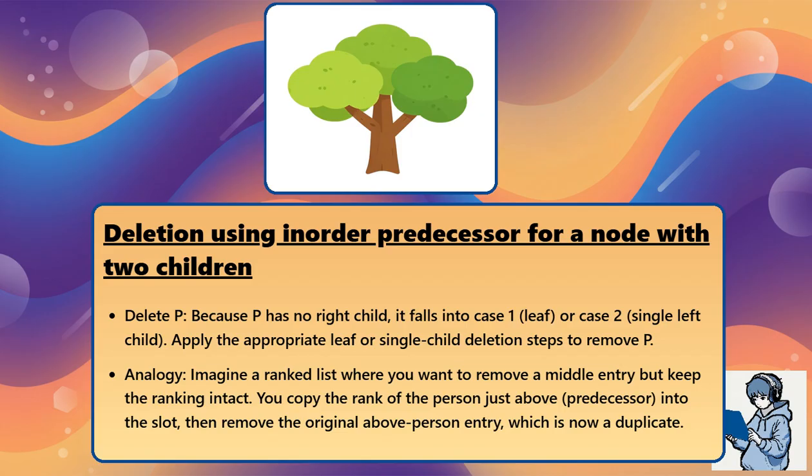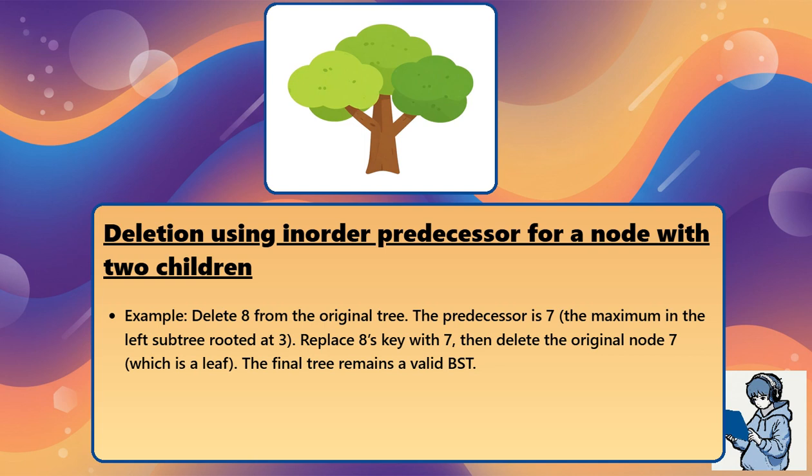Analogy: imagine a ranked list where you want to remove a middle entry but keep the ranking intact. You copy the rank of the person just above, the predecessor, into the slot, then remove the original entry above, which is now a duplicate. Example: delete 8 from the original tree. The predecessor is 7, the maximum in the left subtree rooted at 3.